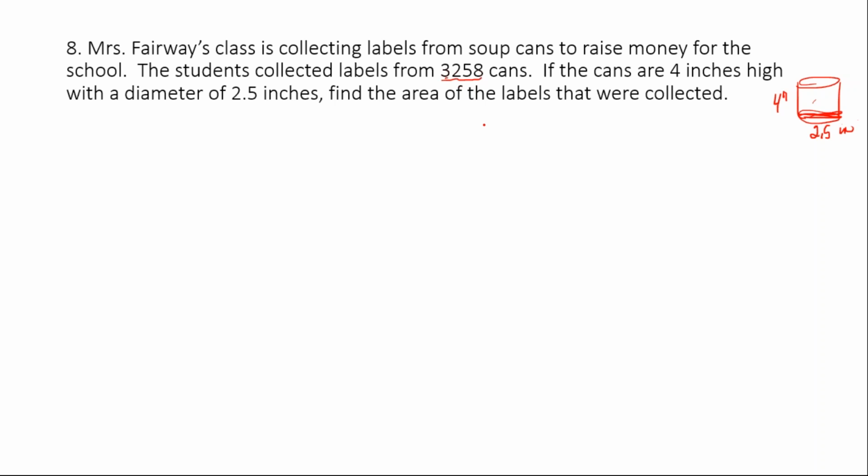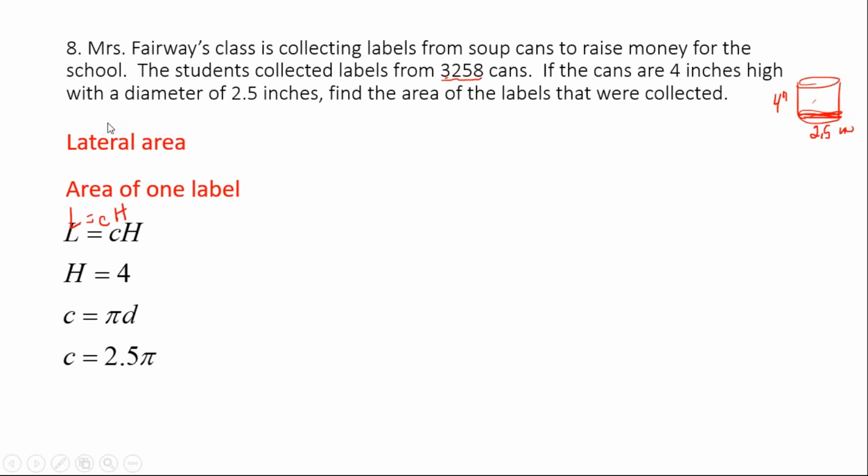When you're finding something like this, you're only finding the lateral. That's the key thing. You're only finding the lateral area because you're only talking about the labels. They did not say anything about they wanted to find the area of the labels. Labels only go on a can, if you think about it, on the sides. So I need to find the area of one label, and that's the lateral. That's lateral equals the circumference times the height.